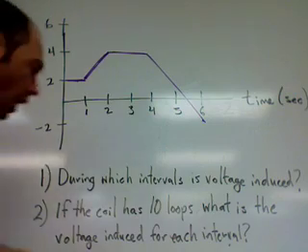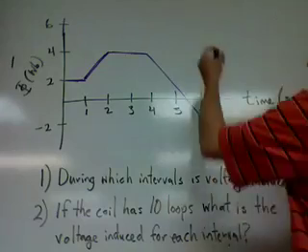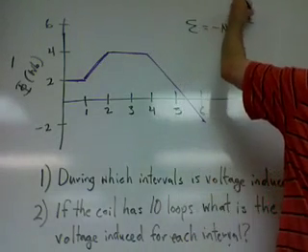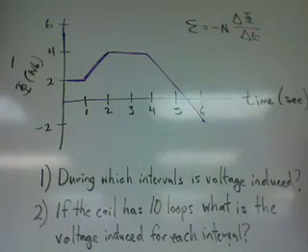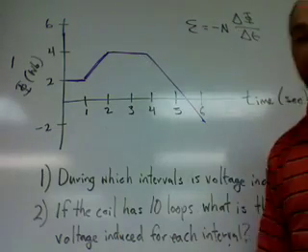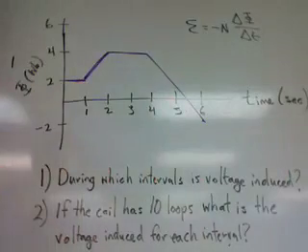All right, so we should be thinking about Faraday's law. Faraday's law is number of loops, change in flux over change in time. So in order to induce a voltage, you have to have a change in flux. So the first interval, there's no change in flux, therefore there's no voltage.